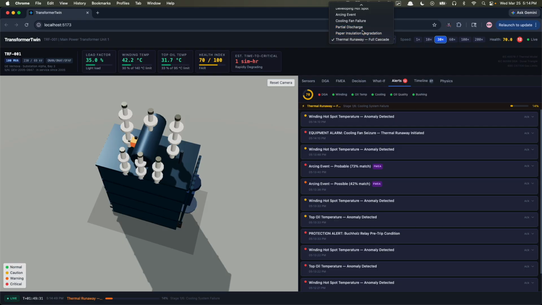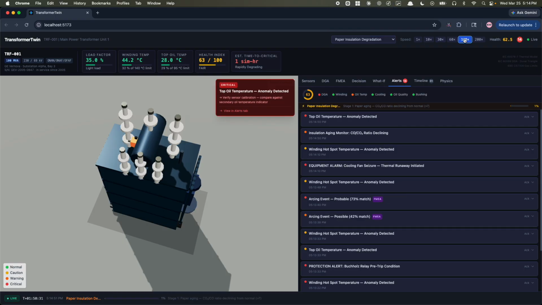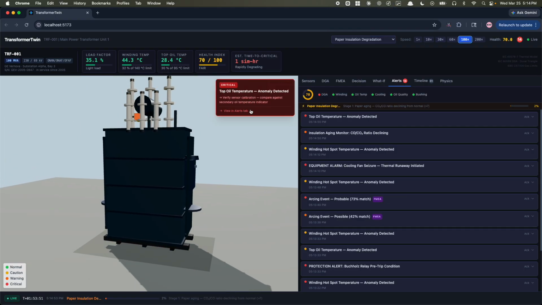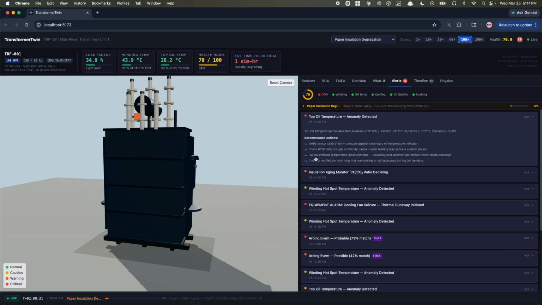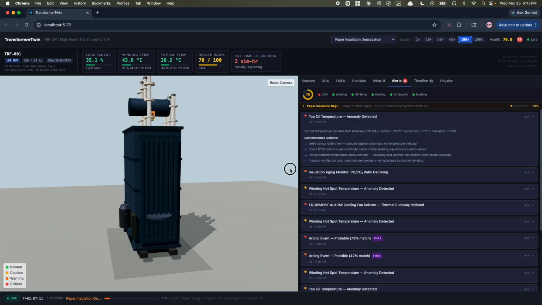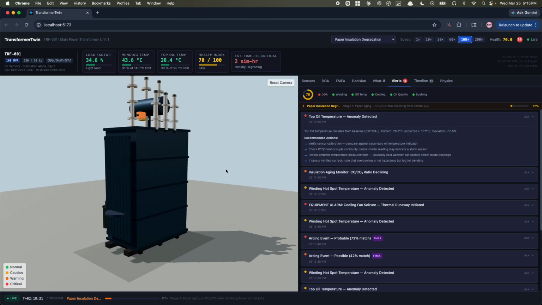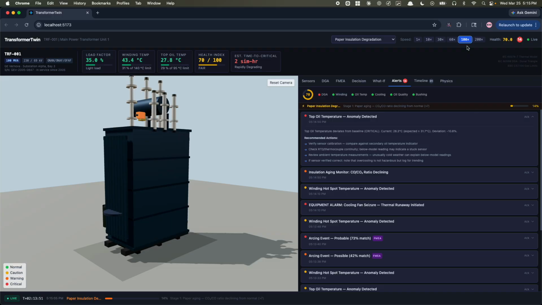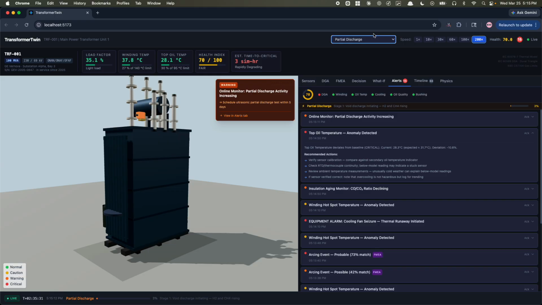Let's try paper insulation degradation now. You can see the top oil temperature anomaly has been detected. It gives us the recommended actions as well. And finally, we can probably look at the partial discharge event as well. Let's schedule an ultrasonic partial discharge test.